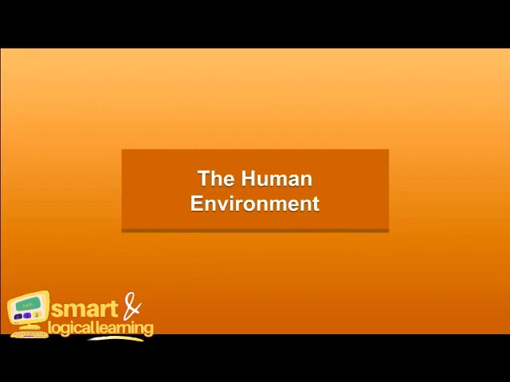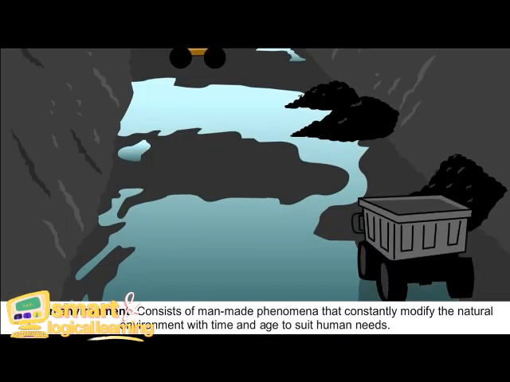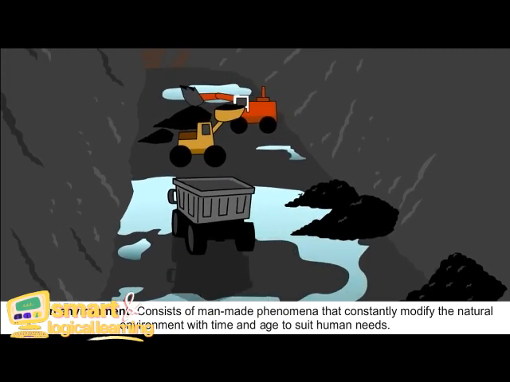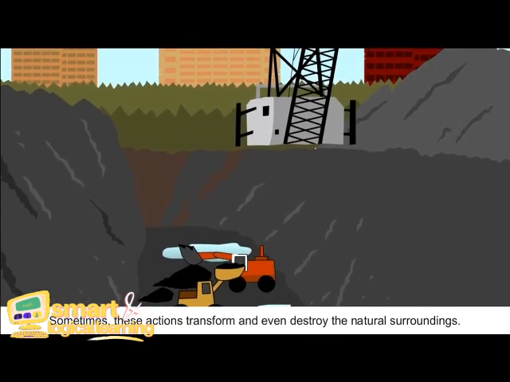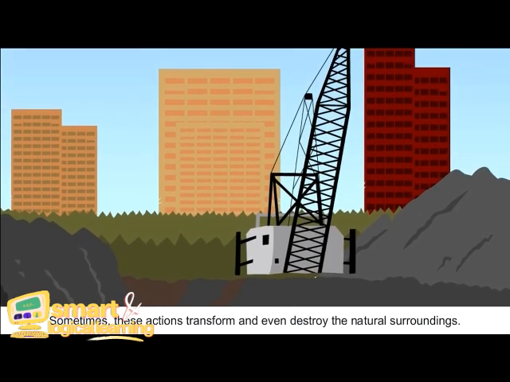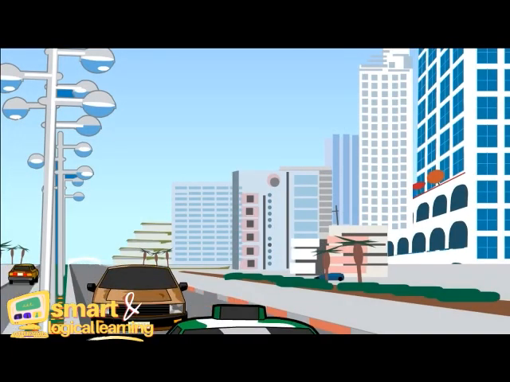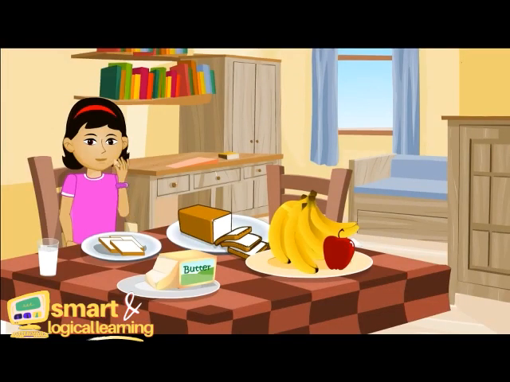The human environment. Human environment consists of man-made phenomena that constantly modify the natural environment with time and age to suit human needs. Sometimes these actions transform and even destroy the natural surroundings. A list of human-made objects includes machines, roads, buildings, cars, electronics, computers, games, ready-to-eat food, etc.